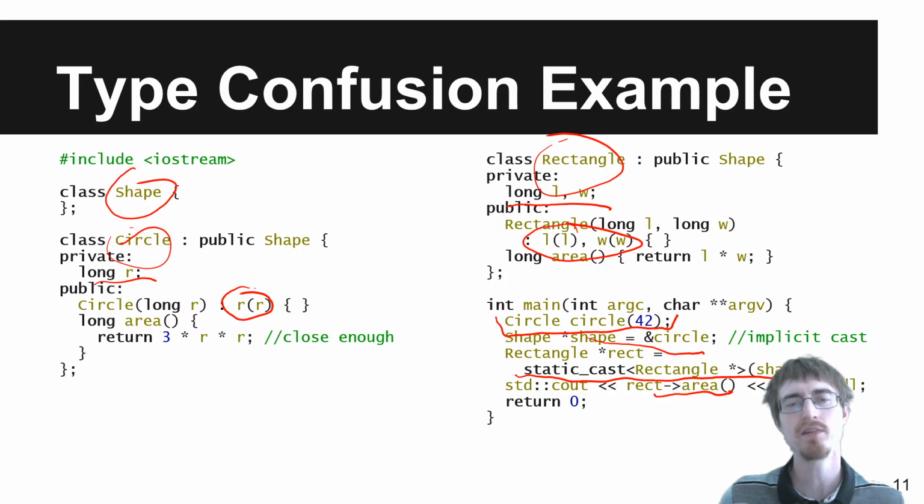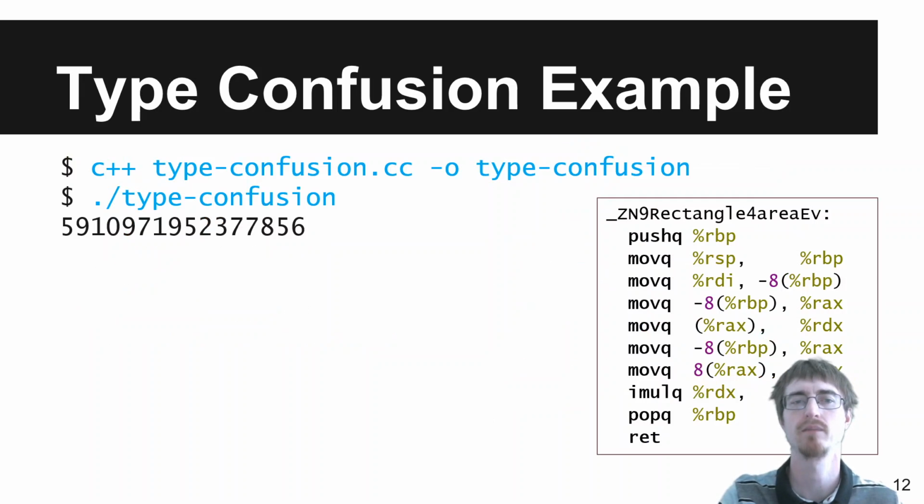Now, what happens in memory: the first variable stored inside the object is actually at the same location. So the R and the L fields are in the same locations. Whenever we read or write the L field in the rectangle, we're actually referring to the R field if we have this type confusion vulnerability. However, the circle object only has one field, whereas the rectangle object has two. So the second field, W, is past the end of the circle object. Let's see what the impact of this is.